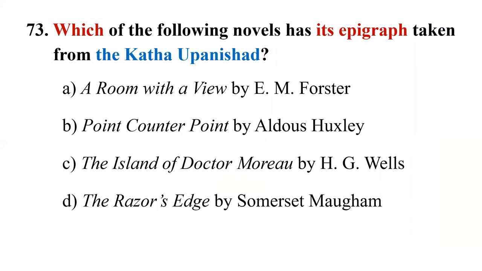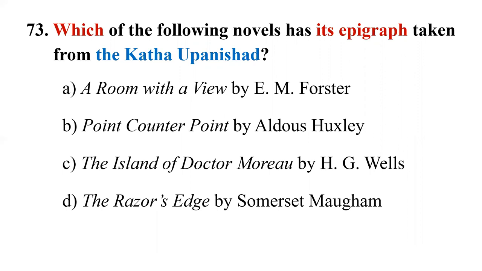Let's go to question number 73. Which of the following novels has its epigraph taken from The Katha Upanishad? Option A, A Room with a View by E.M. Forster. B, Point Counter Point by Aldous Huxley. C, The Island of Dr. Moreau by H.G. Wells. D, The Razor's Edge by Somerset Maugham.